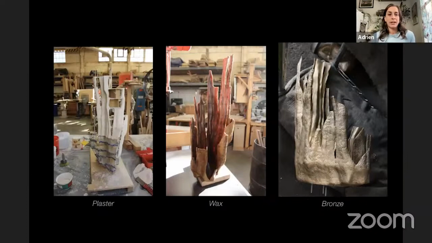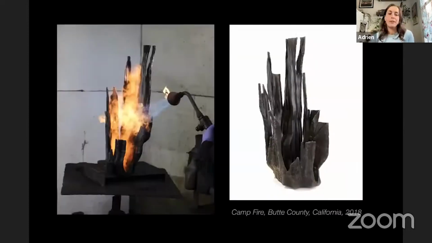It's much too complicated to explain the process of getting to a bronze sculpture from this really complex data, but just to give an overview, there's plaster involved, and then a wax that gets burned away, and then bronze gets poured into a form. And then here's an image showing the patina being applied to this bronze sculpture. This one's of the Camp Fire, which was the fire that destroyed the town of Paradise in 2018.